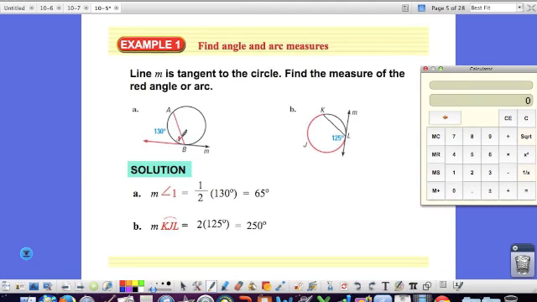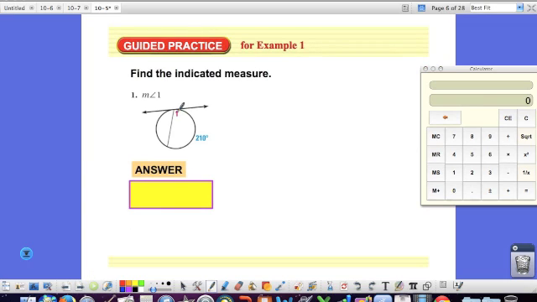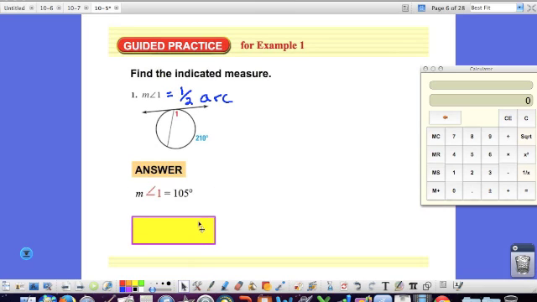So the measure of angle 1 is 1/2 of 130, so it's 65. The measure of arc KJL is 2 times the inscribed angle. 2 times 125 is 250. And we can do this guided practice. So this measure of angle 1 is going to be 1/2 of the arc. 1/2 of 210 is 105.